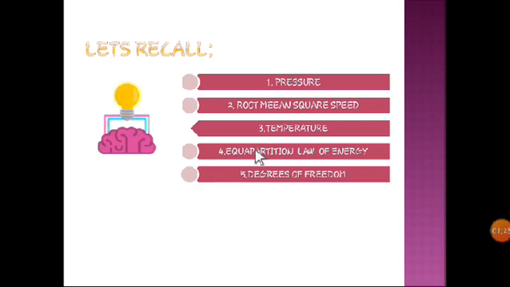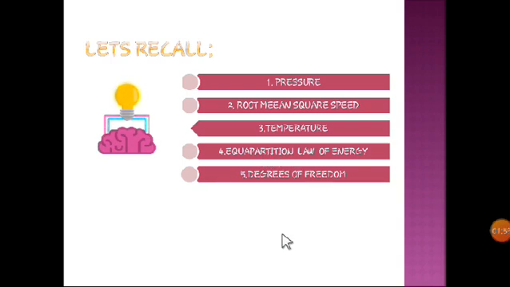And then the next point which we learned was the equipartition law of energy. The law which I explained yesterday was nothing but that energy is equally parted to every particle inside a gas molecule. When we consider a monoatomic gas molecule, diatomic gas molecule, or polyatomic, as the number of molecules increases, that energy will be equally parted among all of them. So this is the law of equipartition.